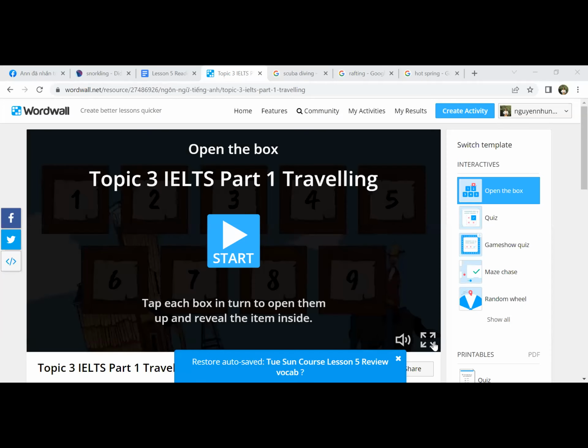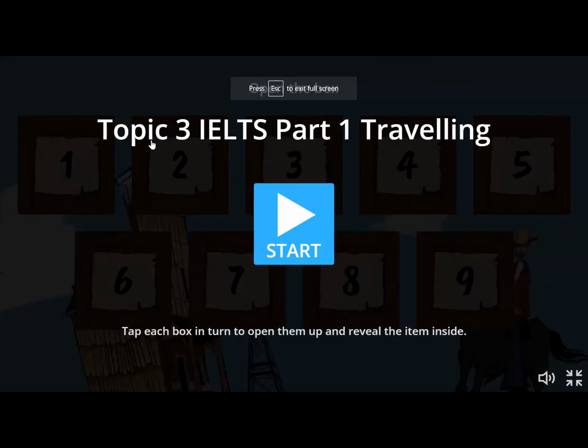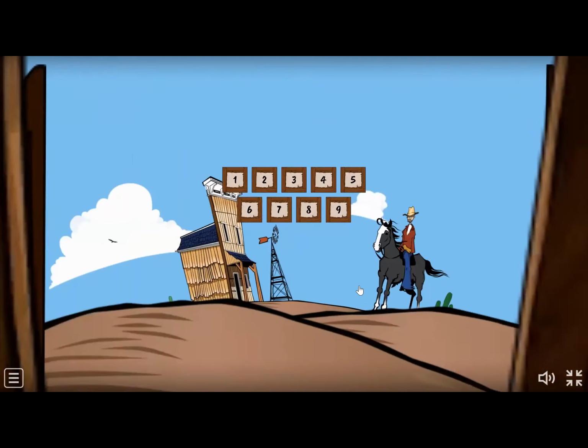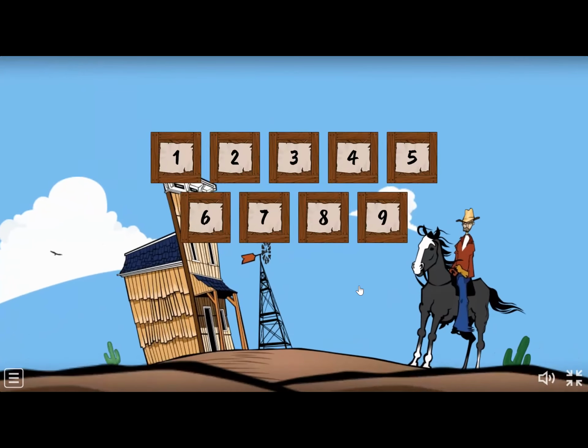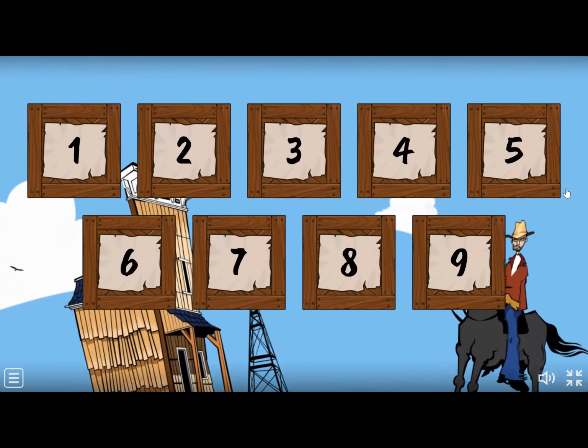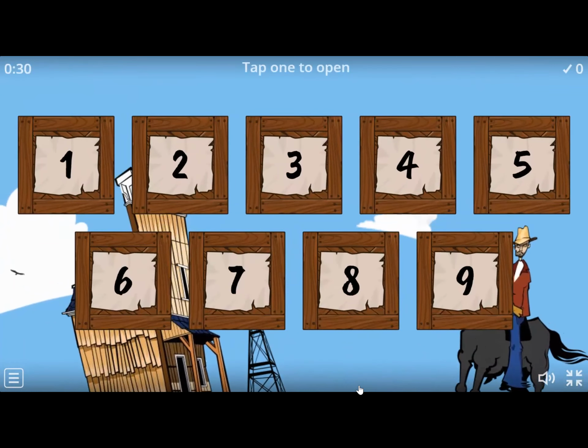Now let's move on to the next activity where you will play a game. I'm going to send you a link. This is a chance for you to review vocabulary before we practice speaking. This is topic number 3. And once again, I don't know why I chose 2 activities which are very similar today. But the theme is different. I chose a cowboy theme. There are 9 boxes and you will need to open them. I hate to use the same activity twice in a lesson.